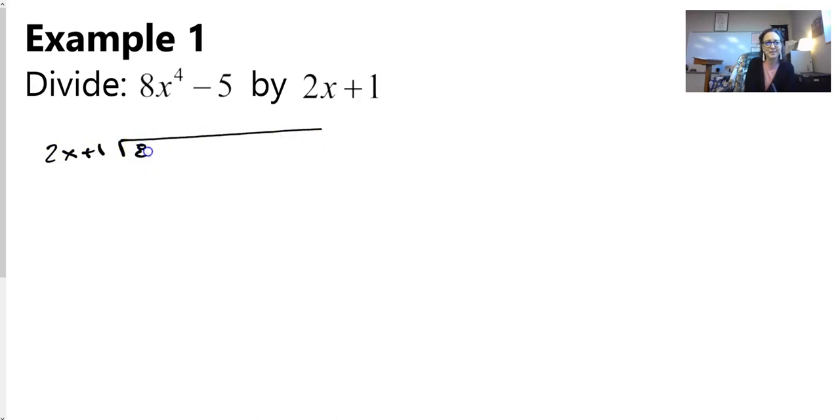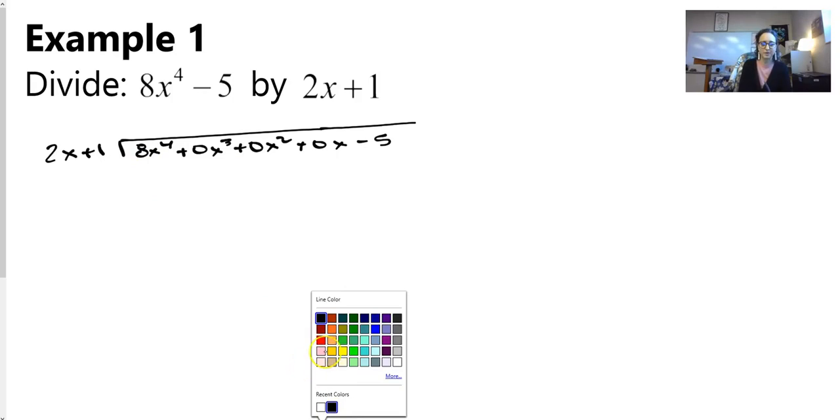So I'm going to have 8x to the fourth, and then be sure to put your missing terms in. So notice I do not have a cubic term, so I'm going to put plus 0x cubed. I do not have a quadratic term, so plus 0x squared. I do not have a linear term, plus 0x. I do have a constant term, so minus 5. And it's going to be really helpful if we just keep all our terms nice and lined up here, okay? So here's what we're going to start off with.